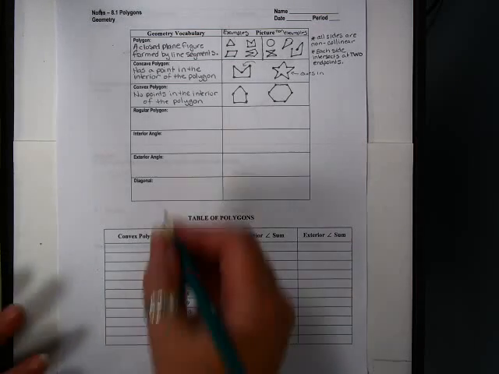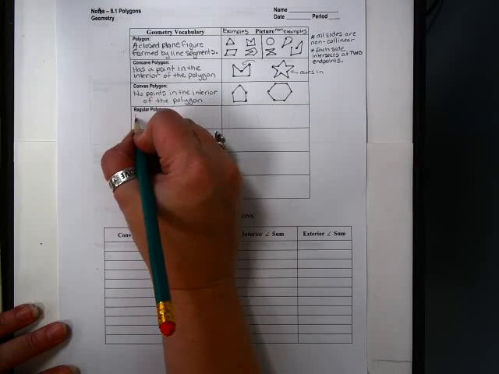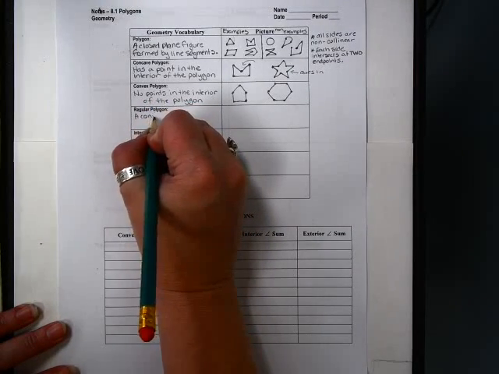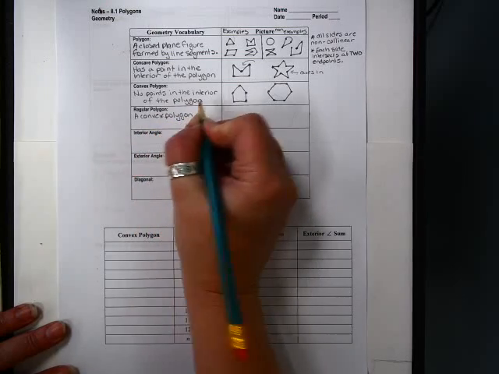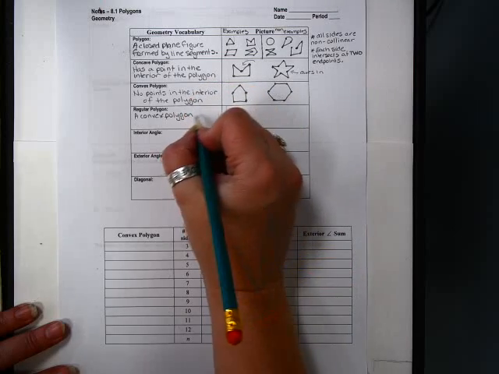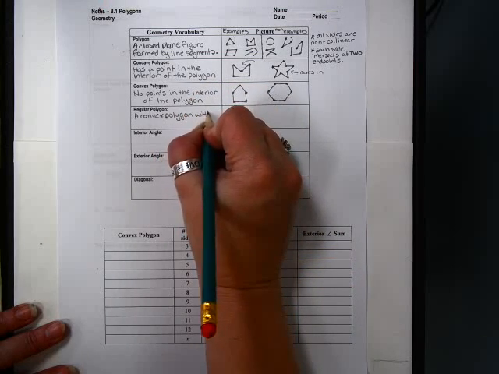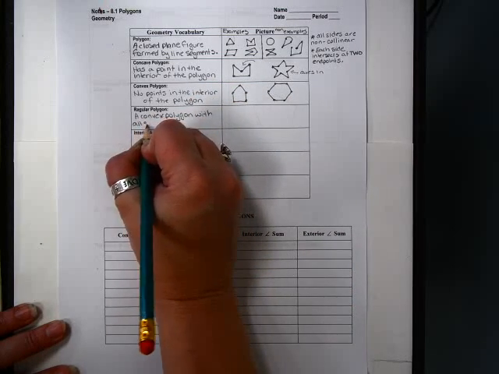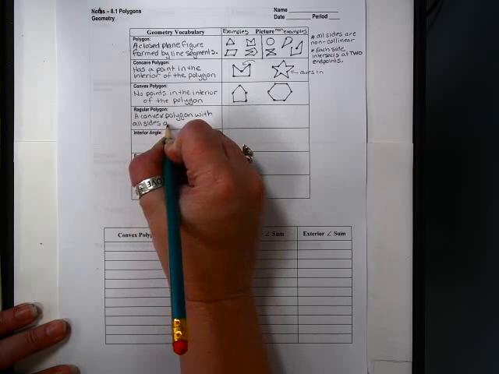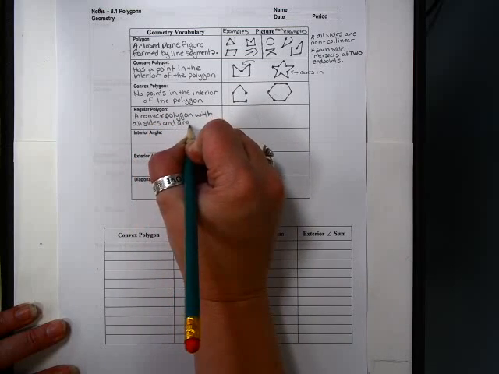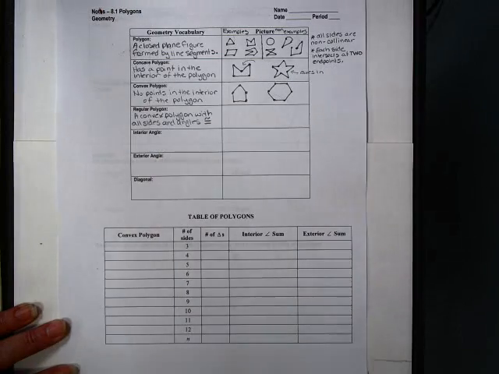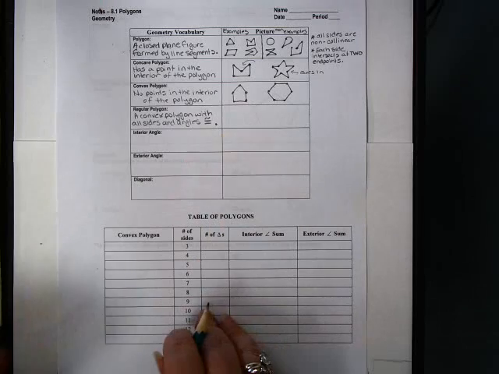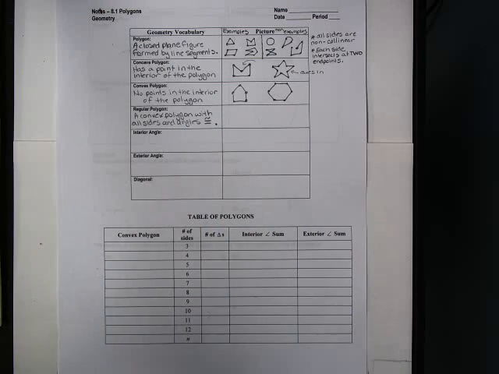Regular polygon means that it is a convex polygon with all sides and angles congruent. And I'm going to write the congruent symbol. That's the congruent symbol. That means that all the side measures are equal and all the angle measures are equal.